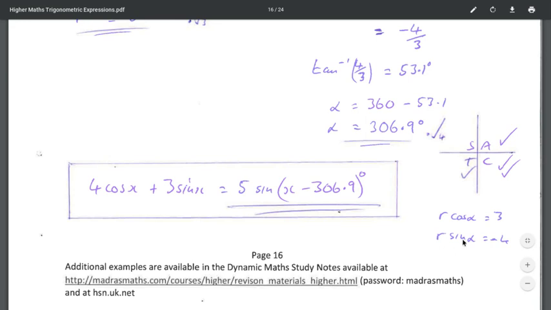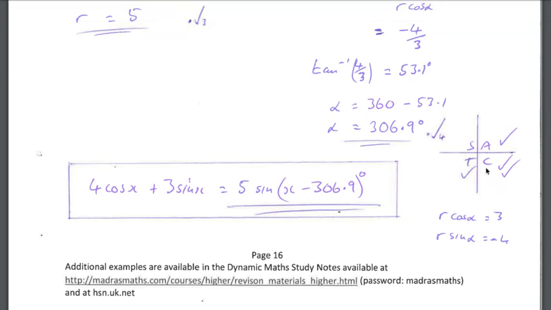We also know r sine alpha is negative. Oh, sorry, r cos alpha is positive. So alpha must be in the first or the fourth quadrant. R sine alpha is negative, so it can't be in the first or the second. So alpha must be in the third or the fourth. So we're basically picking a quadrant where it has to be in the first or the fourth, and it must also be in the third or the fourth. So that means it's got to be in the fourth one. It can't be in the first one because that's not in the third or the fourth. So alpha would be 360 minus the 53.1, because in the fourth quadrant we do 360 minus the angle.